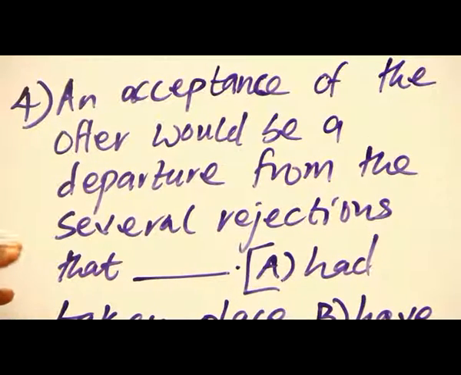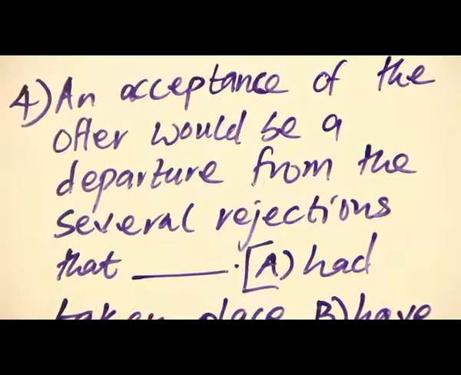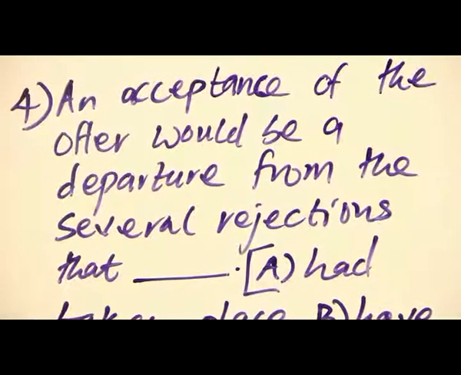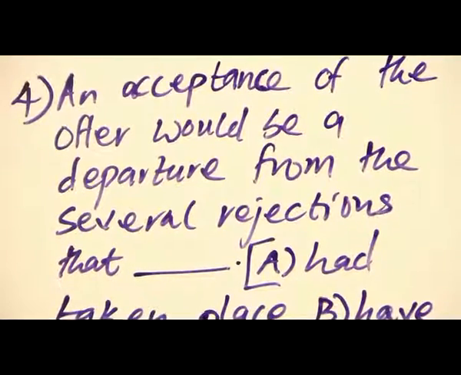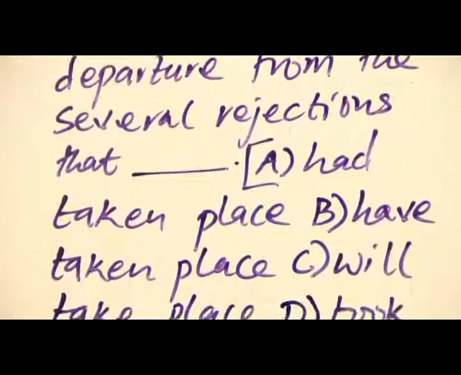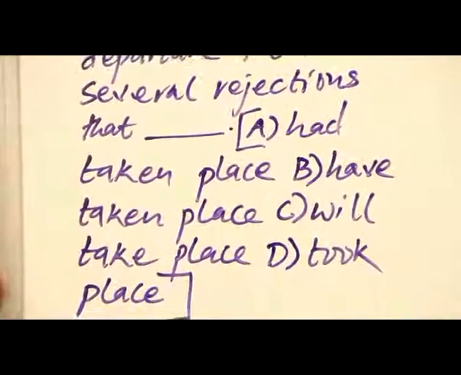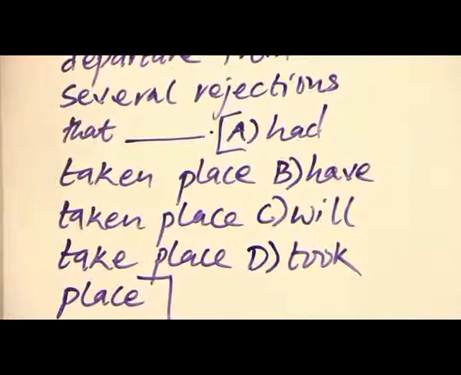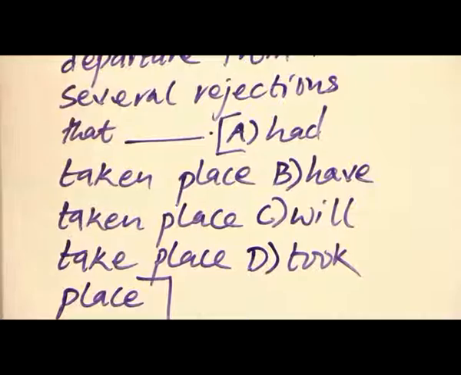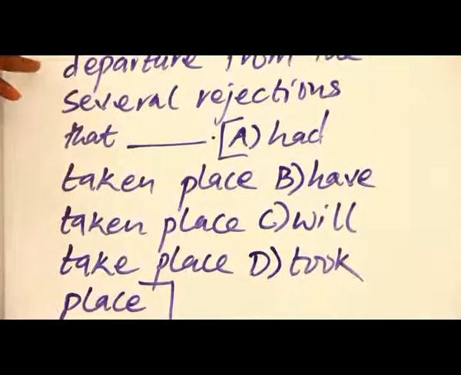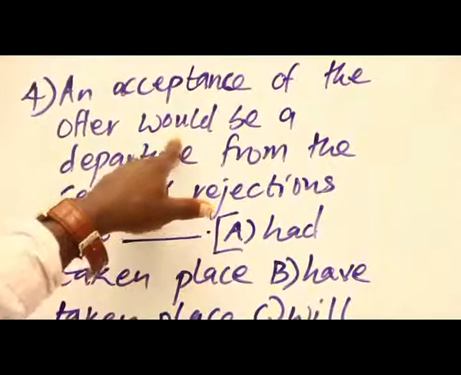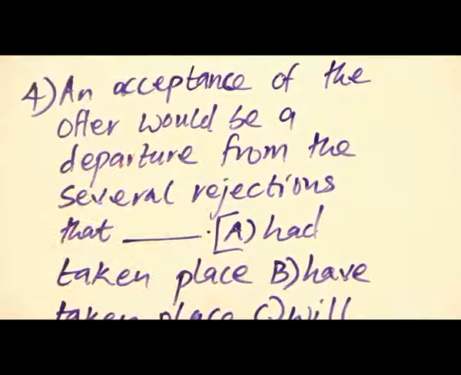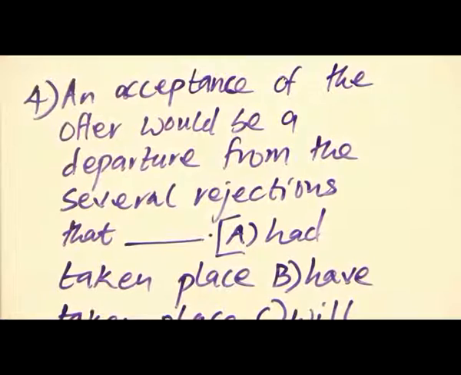Now, if you look at this sentence, so we have our options, okay? A, have taken place; B, have taken place; C, will take place; and D, took place. Now, if you look at this sentence, you go up, you see an acceptance of the offer would be a departure from the several rejections. Now, look at the verb would. It is a strong determinant. The verb would is a strong determinant as to what will be here.